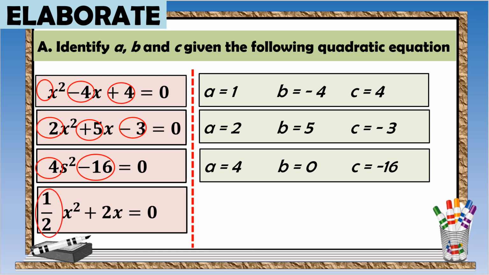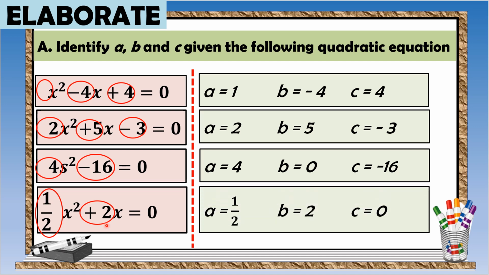Okay, next, for the last equation, we have 1 half x squared plus 2x equals 0. So 1 half here is the coefficient of the quadratic term. Therefore, a is 1 half. Then b is 2. Since we do not have a constant term, c is equal to 0.